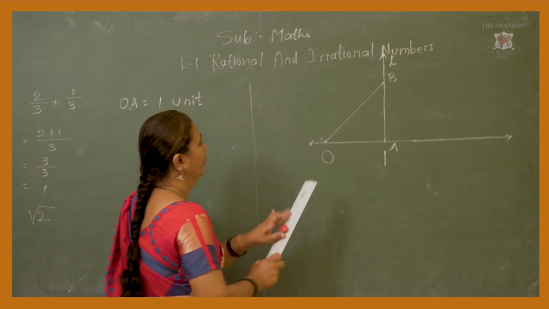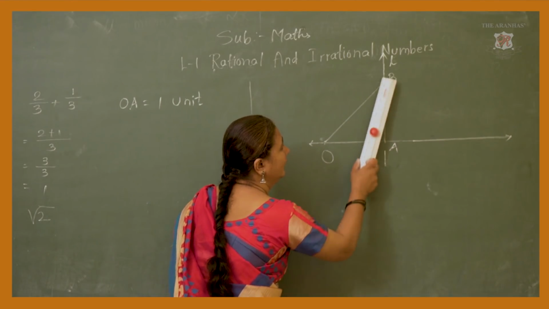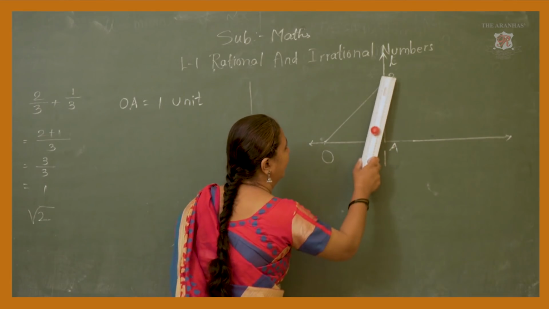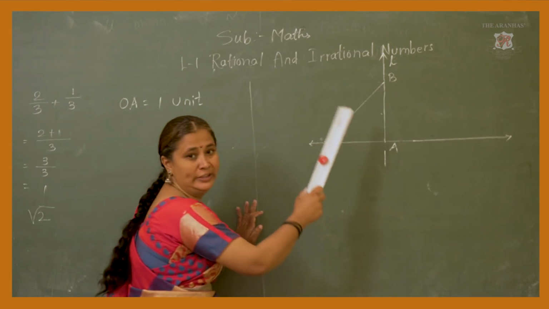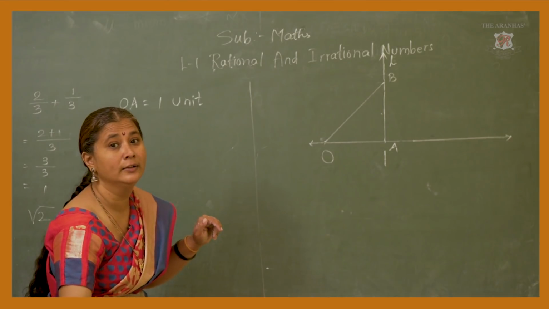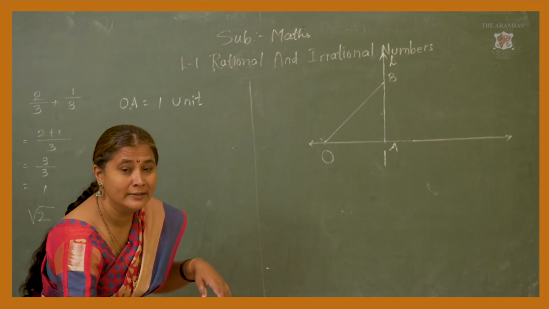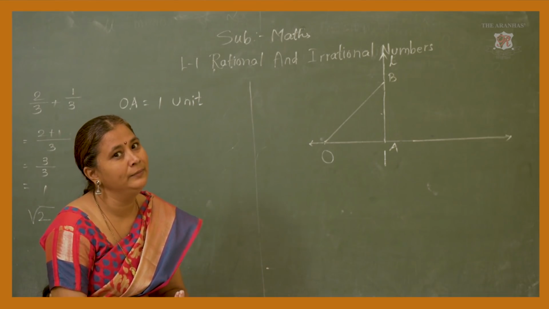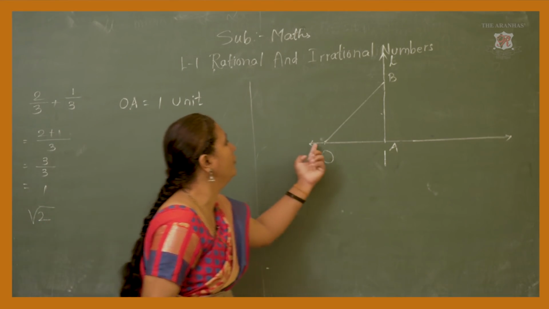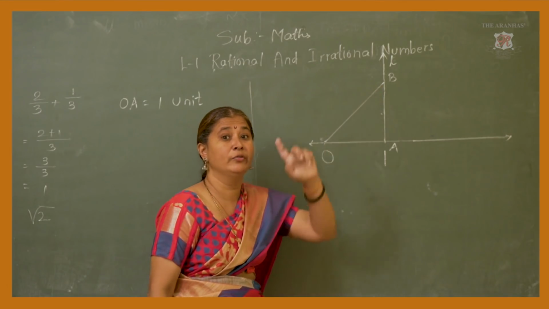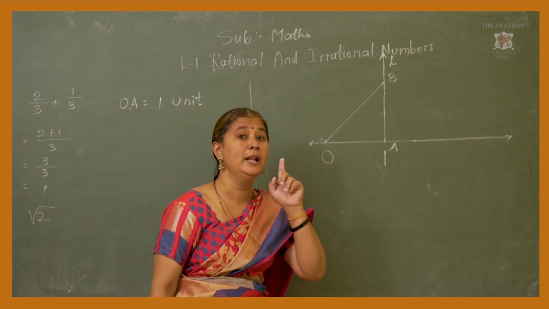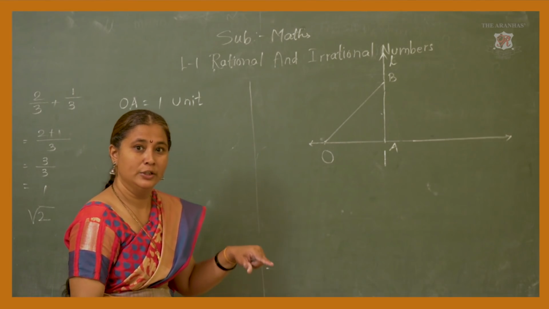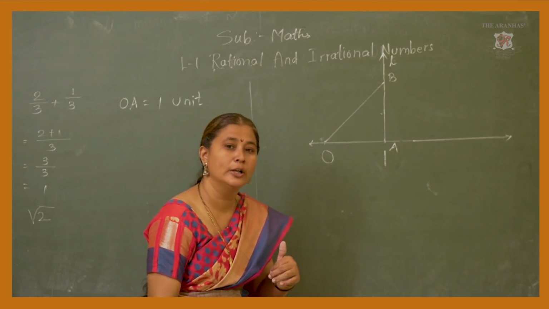Now which triangle are you getting here? Triangle OAB is which type of triangle? It is a right angle triangle, and in a right angle triangle, using Pythagoras theorem, we can find the distance of OB. Because we want root 2 on the number line, we have to show the irrational number on the number line. So, we have to take Pythagoras theorem.